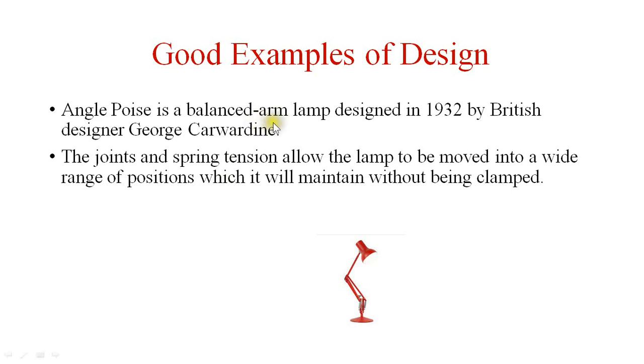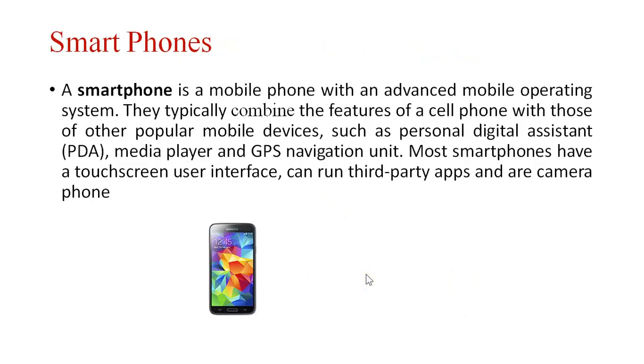Before that, we will take one good example of design. This is the Anglepoise lamp, a balance arm lamp designed in 1932 by a British designer, George Carwardine. The joints and the spring tension allow the lamp to be moved into a wide range of positions, which it will maintain without being clamped. So this lamp can be useful in any situation. That is a good example of design.